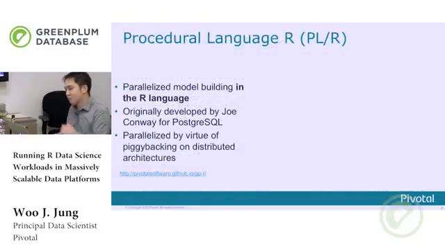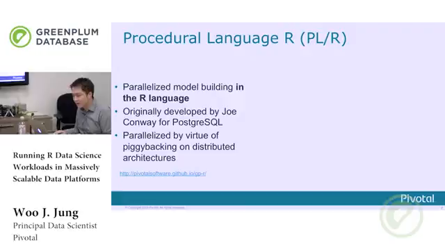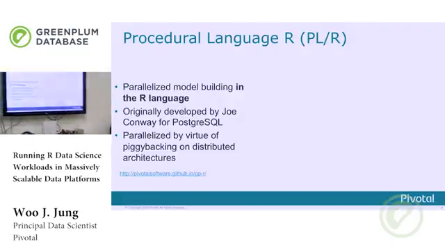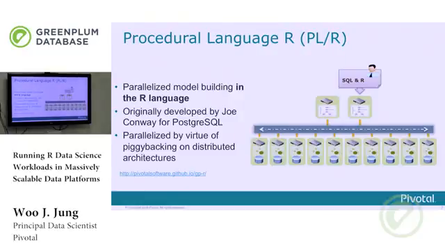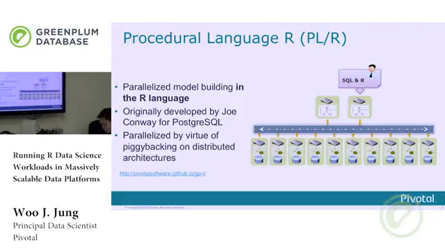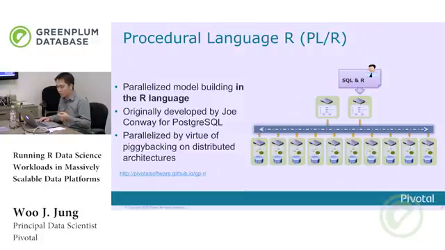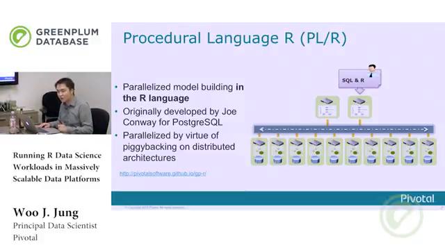To give you some background, you're all probably familiar with what the R language is. It's a software package for statistical computing that grew out of the original S language implementation, so it's the open source version of S. But procedural language R is something that was developed for the Postgres community by Joe Conway. It allows Postgres users and Greenplum users to write R code and embed it inside of SQL user-defined functions, right?